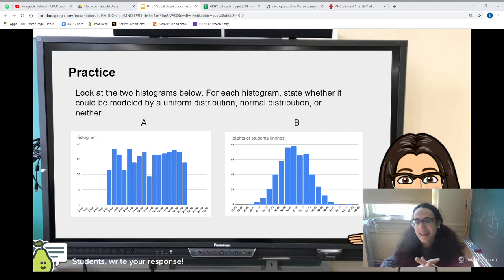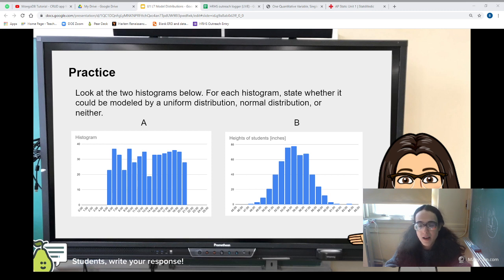Actually, before we get to that, let's do some practice. So, in Pear Deck, we'll pause the video now, go ahead and answer this question. I will sit here patiently. But basically, here are two different distributions, two histograms, and we want to think, is there a model that we could use, especially thinking about the uniform and the normal distributions? Could these be useful models for these distributions?